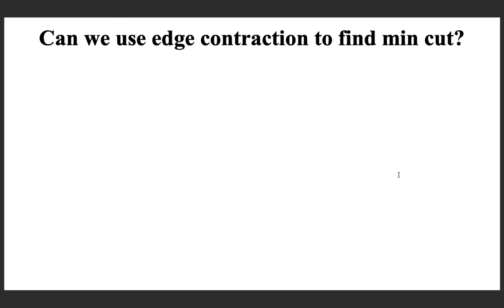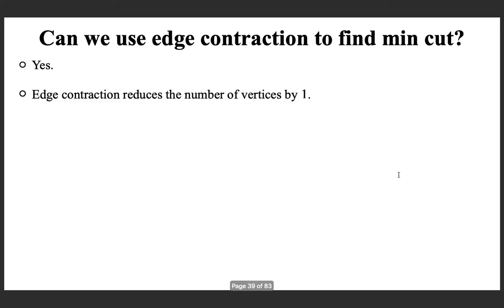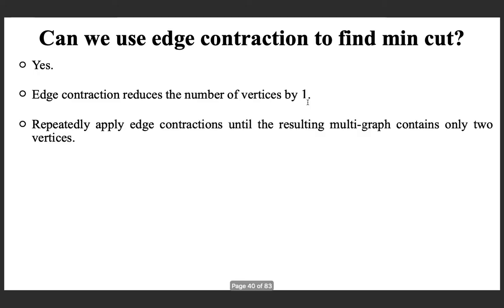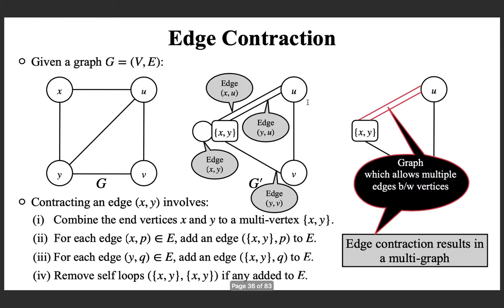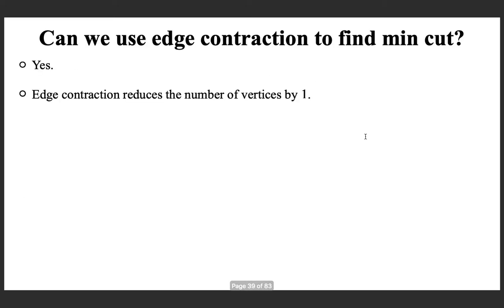Now can we use edge contraction to find a min-cut in a graph? Yes, we can. And what do we do? Observe that edge contraction reduces the number of vertices by 1. If you contract an edge, you are combining two vertices into a single one, so an edge contraction effectively decreases the number of vertices in the graph by 1. So that is what I am trying to tell.